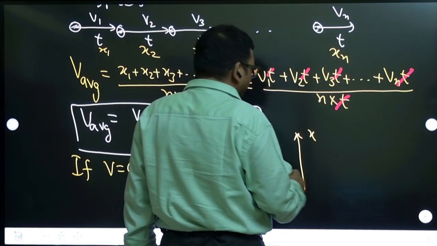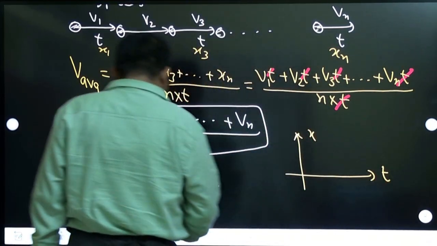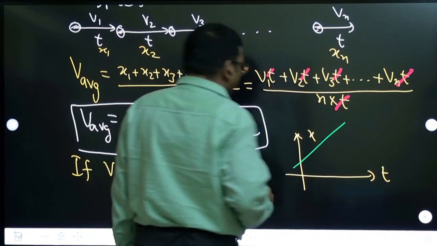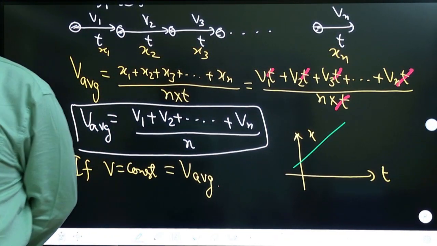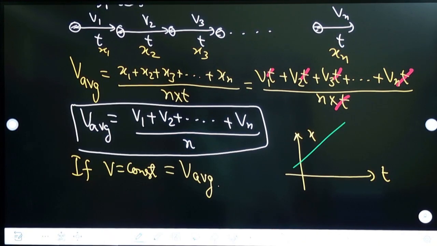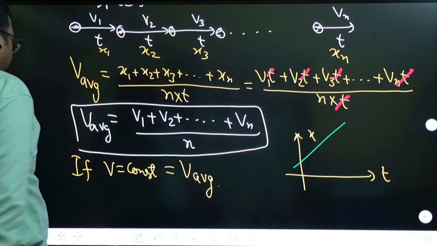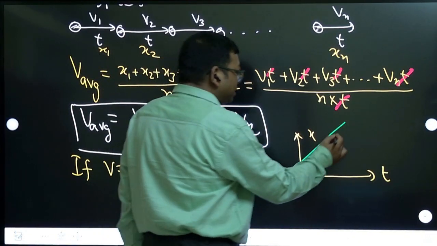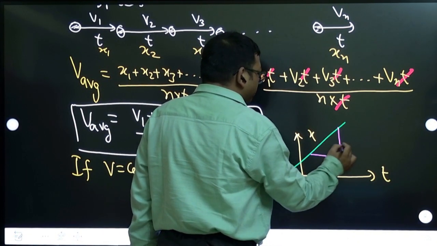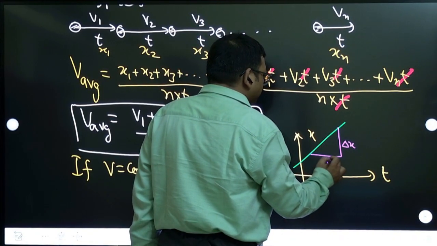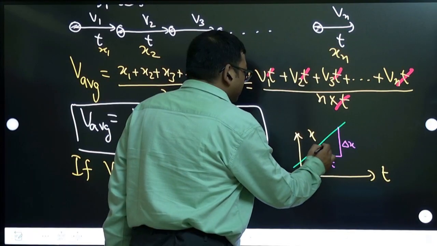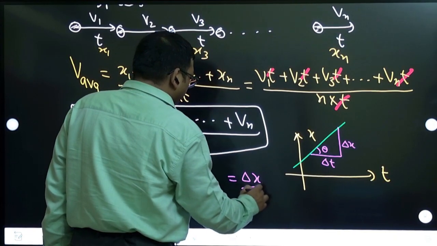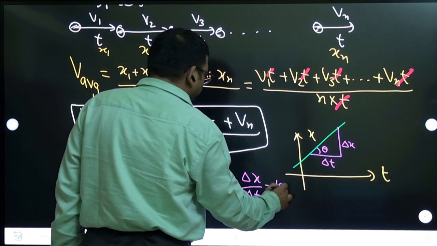If I draw the x-t graph and let us say the graph is a straight line, tell me, is the velocity constant or not? And if velocity is constant, then what is meant by average? Average means delta x by delta t, the slope. So this is delta x and this is delta t. That angle is theta. So delta x by delta t is the average, and that average is tan theta.